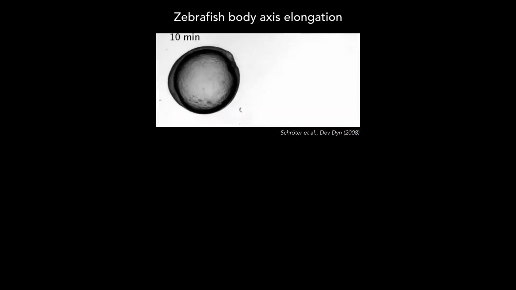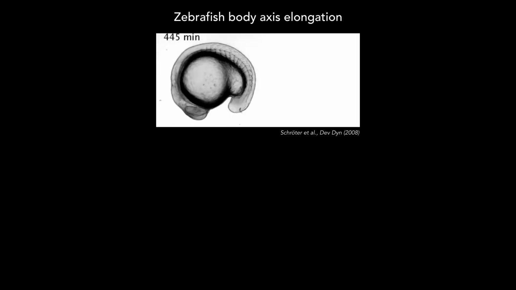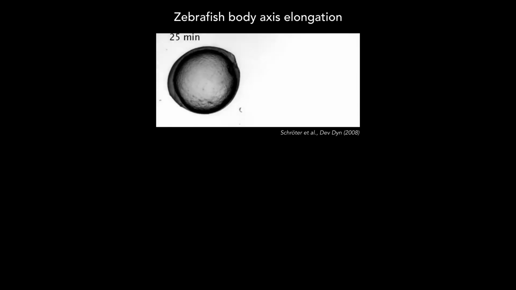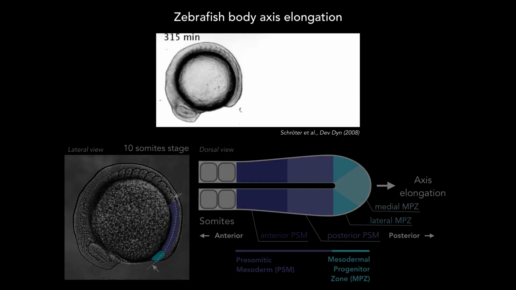And we do that in zebrafish, and what I'm showing you here is a lateral view of the zebrafish embryo developing. You can see here the head and the tail extending. Let me try to stop this movie. Okay, but essentially, we study the process at about when the somites have started to form, when there are about 10 somites in the embryo.